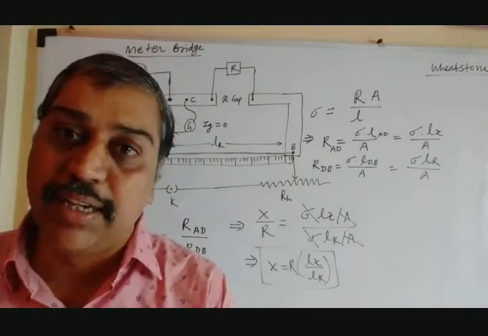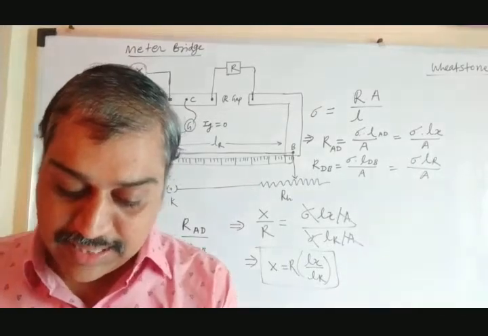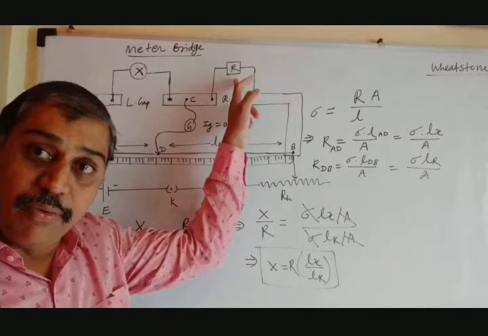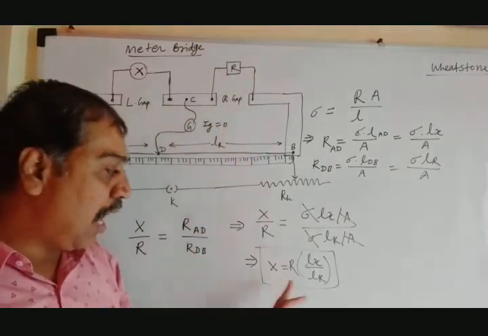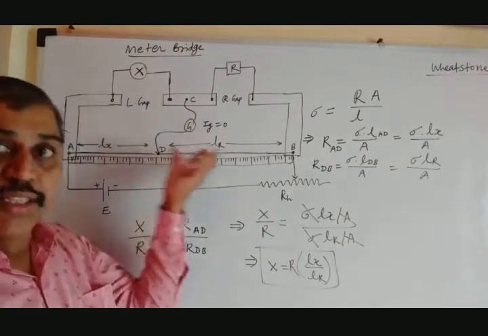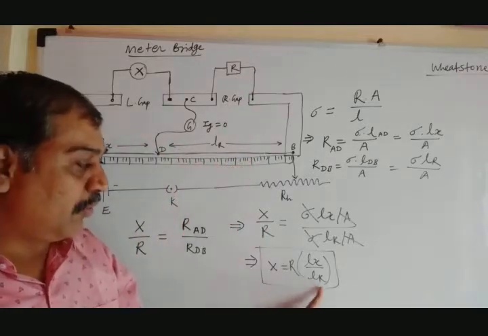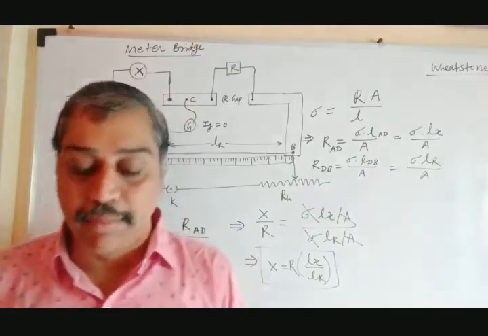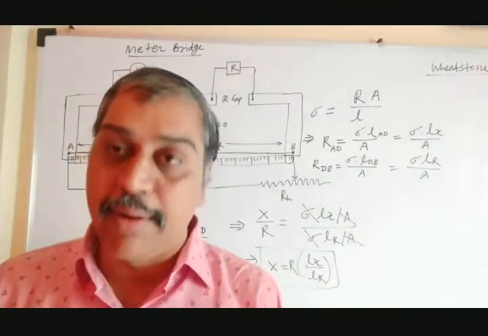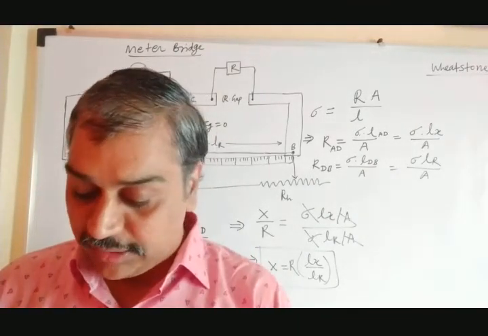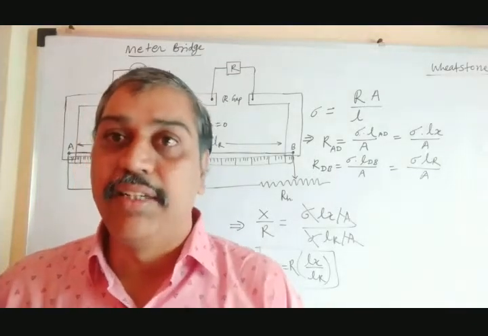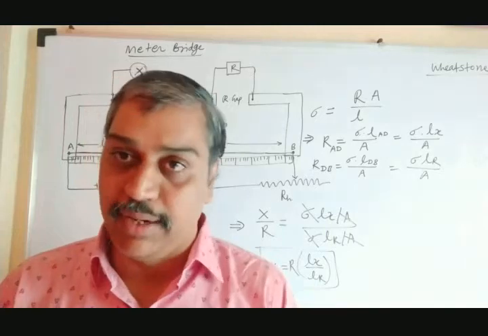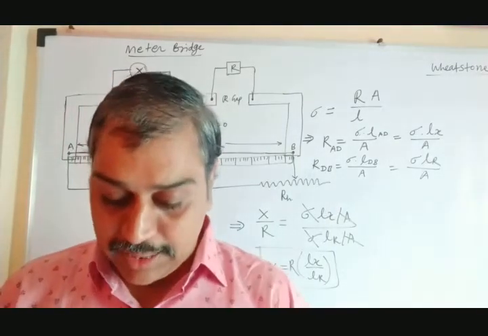In this method, the unknown resistance X can be found by knowing R, the known variable resistance. So we know the value R, you can measure Lx, you can measure LR. Once you know this, you can find the unknown resistance X by using the meter bridge. This is a simple method to measure an unknown resistance using this device, the meter bridge, which works on the principle of the Wheatstone network. Is that clear? I hope you got this.